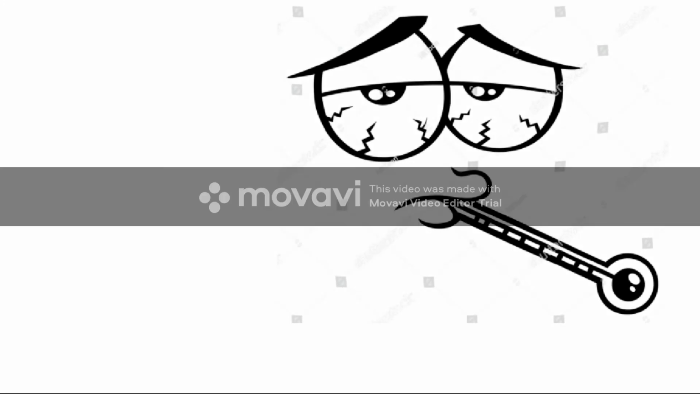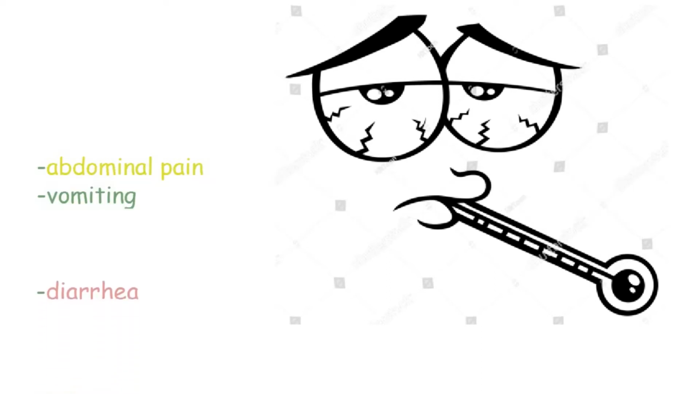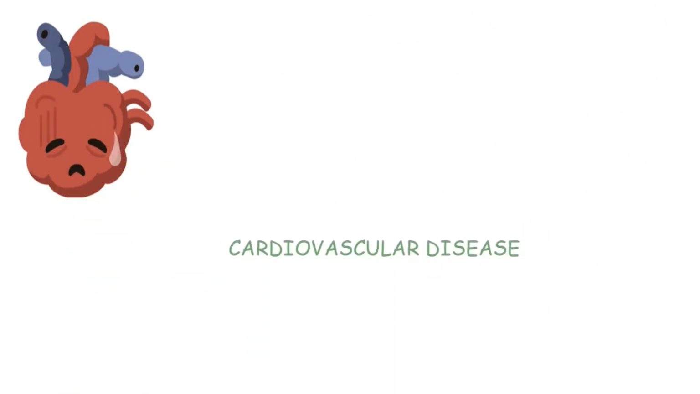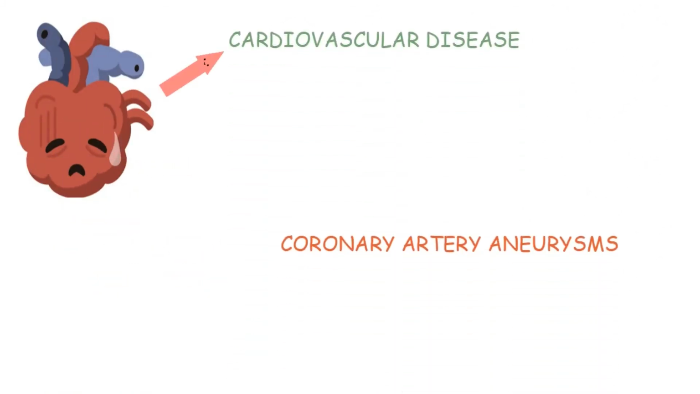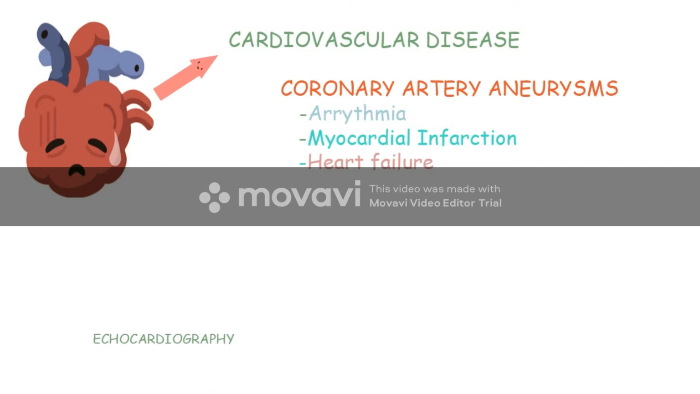Later symptoms begin within 2 weeks of the fever, so other signs and symptoms may include abdominal pain, vomiting, diarrhea, enlarged gallbladder, and temporary hearing loss. A severe complication of Kawasaki disease is a cardiovascular disease which most commonly presents as coronary artery aneurysms and can lead to arrhythmias, myocardial infarction, and heart failure.